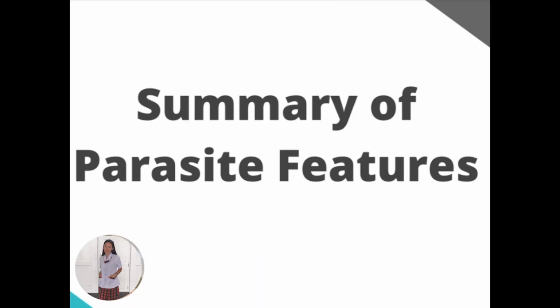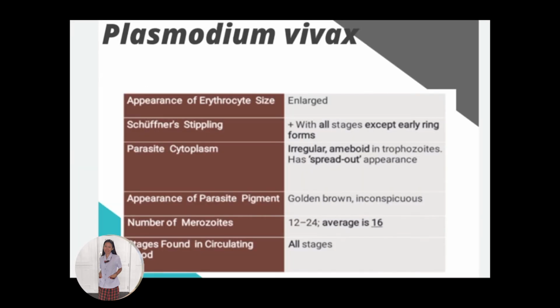Moving on, we are going to discuss the summary of parasite features, starting off with Plasmodium vivax. It has an enlarged erythrocyte size. Schuffner's stippling is present in all stages except for the ring forms. Talking about the parasite cytoplasm, it is irregular, amoeboid in trophozoites, and has a spread out appearance. Now, the parasite pigment is golden brown and inconspicuous. The number of merozoites has an average of 16, and it is seen in all stages in circulating blood.